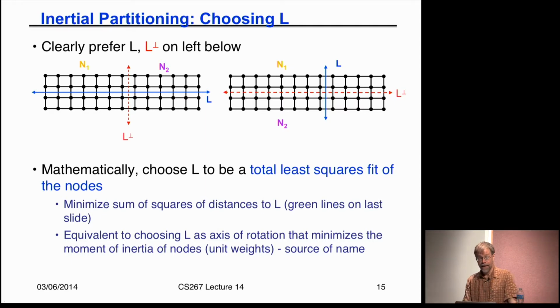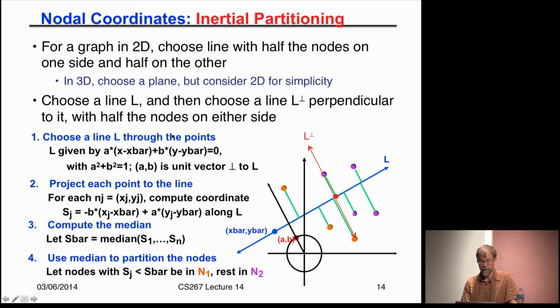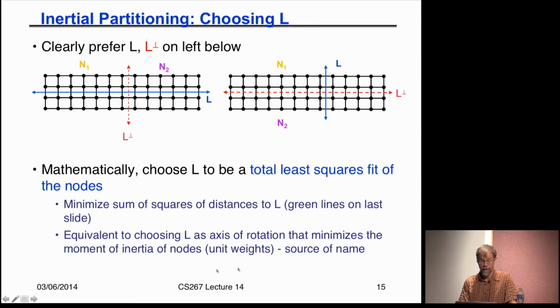So how do I naturally describe this L as being better than that L? What I'm going to do is choose capital L to be a total least squares fit of all these points. I'm going to choose capital L so that the sum of the squares of the distances from each point to that line is minimized, right? That's a least squares problem. And so, in other words, if I go back to this picture, I would want the sum of the squares of the lengths of all those green lines to be as small as possible over all possible choices of capital L.